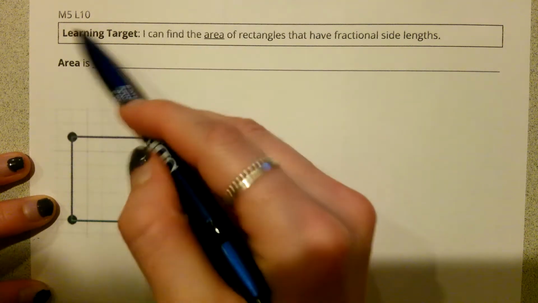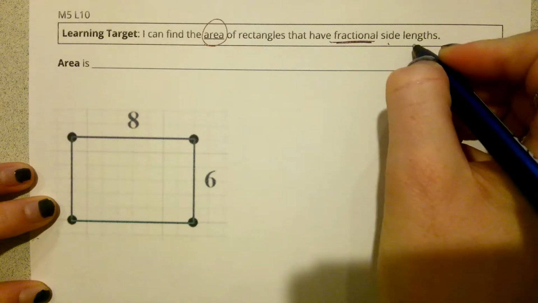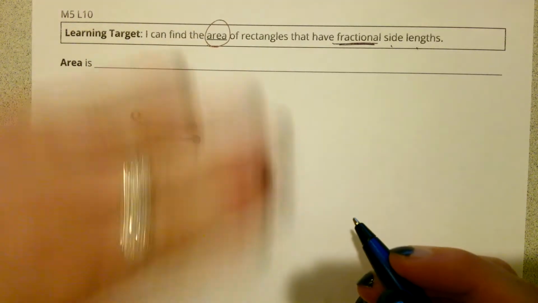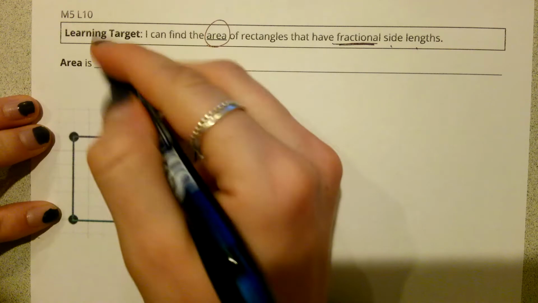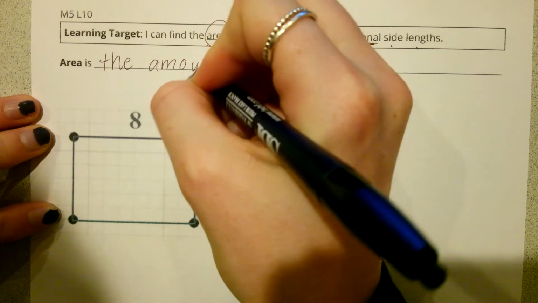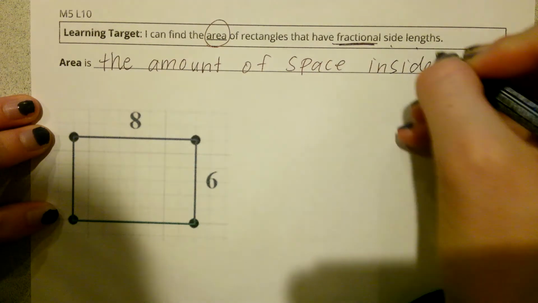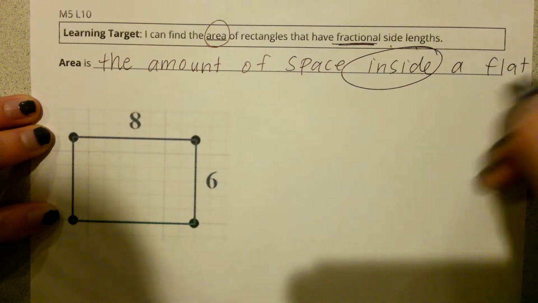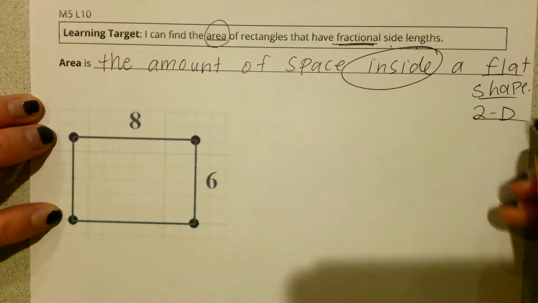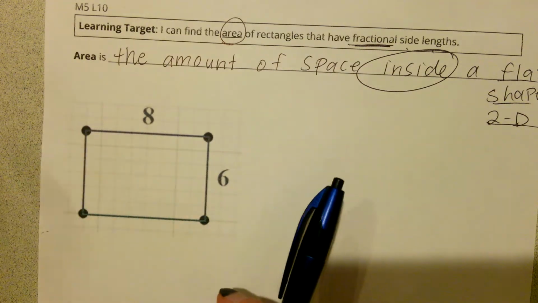All right, people. So today our learning target is that I can find the area of rectangles that have fractional side lengths. And when we're talking about area, remember that we're just talking about the space that's taken up by a flat shape. So let's write that down. Its area is the amount of space inside, remember, inside a flat shape. A flat shape would also be a 2D shape. So let's find the area inside this flat 2D shape.